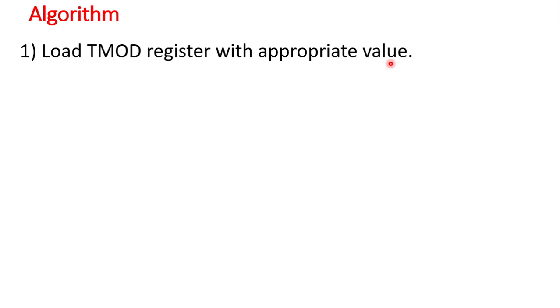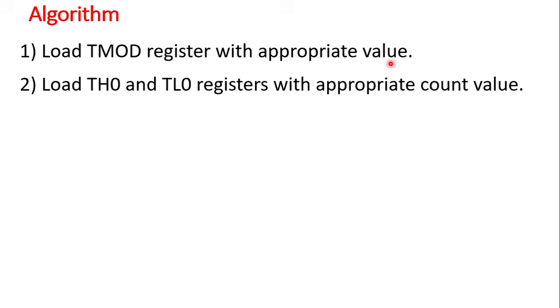We'll discuss it afterwards. Once you are done with deciding the mode of a timer, then it's time to load TH0 and TL0 registers with appropriate count value. We have just calculated the count value as EE00H. So in this step, TH0 is to be loaded with EEH value and TL0 register is to be loaded with 00H value, because these values will generate a delay which is equivalent to 5 milliseconds.